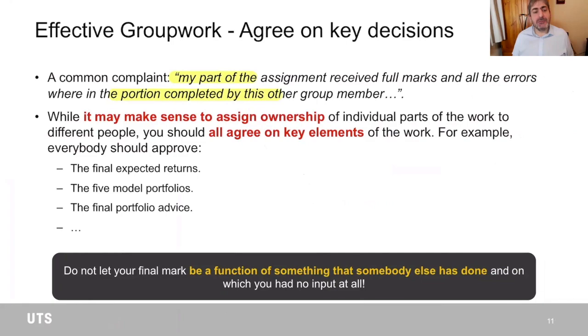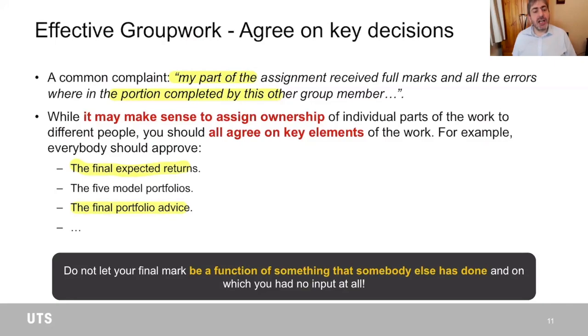Now, it can make sense, okay? It can make sense to assign ownership of individual portions to individual people. It may work. I'm not saying not to do that. But everybody has to agree on key elements, okay? So everybody has to agree on the expected returns. Everybody has to agree on the final portfolio advice that you give to the two clients, okay?